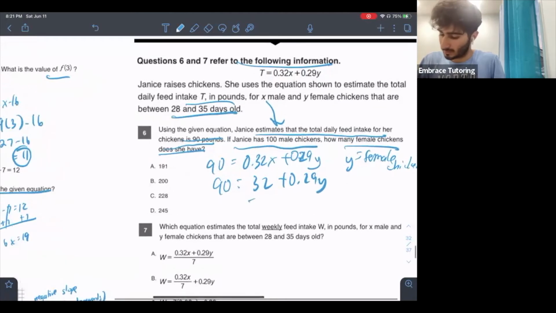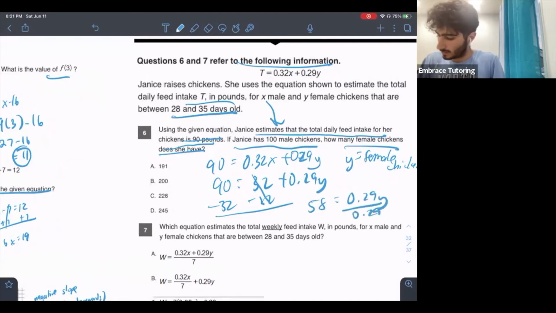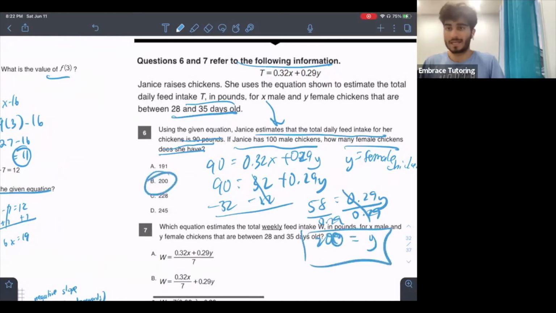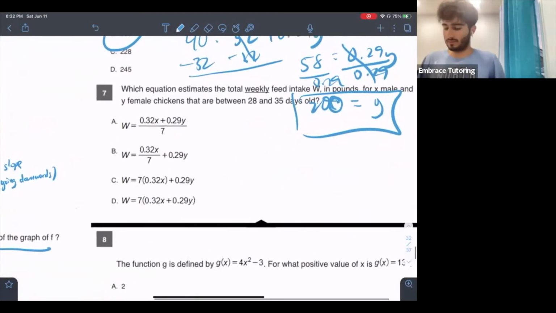So what we can do here is subtract 32 to get 90 minus 32, which is 58, equal to 0.29y. Divided by 0.29, y is equal to 58 divided by 0.29, which is 200. And that is your answer, choice B. Yes, so now next question, question 7.